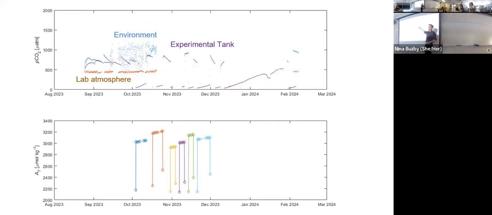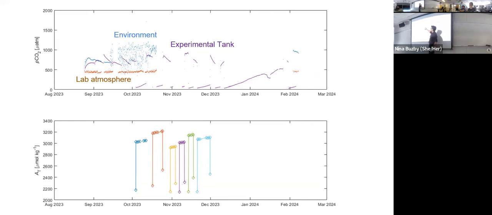We'll focus on this purple line. Well, first the orange line, that's just the atmospheric value, so you can see that's relatively constant. The purple line, you can see we pump in water from the environment, it's way up high, and then it kind of just creeps down slowly. And that's just because we're pumping in very high pCO2 water, and it's just leaving that pCO2.